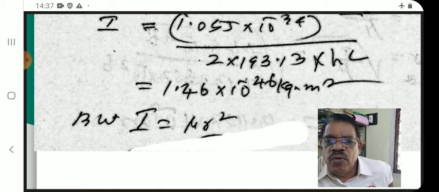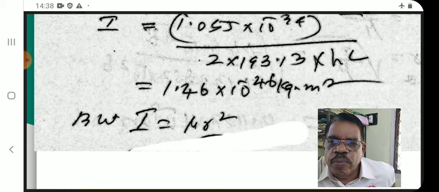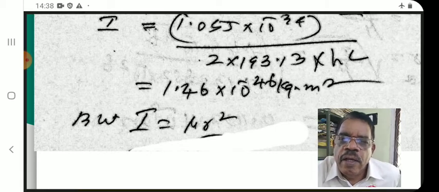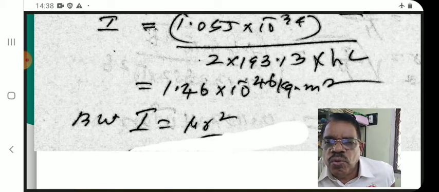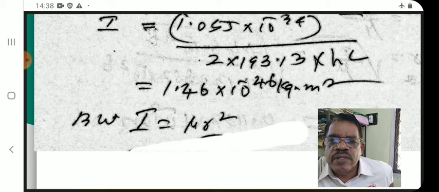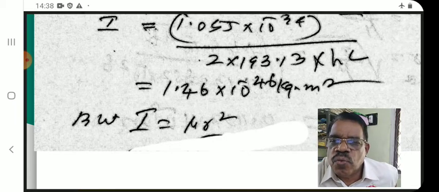And this value we have seen in one of the above problems. The previous class problems, we have seen the value of I and that value is put here. On calculation, here you get I equal to moment of inertia of CO molecule is equal to 1.46 into 10 raised to minus 46 kilogram meter square.